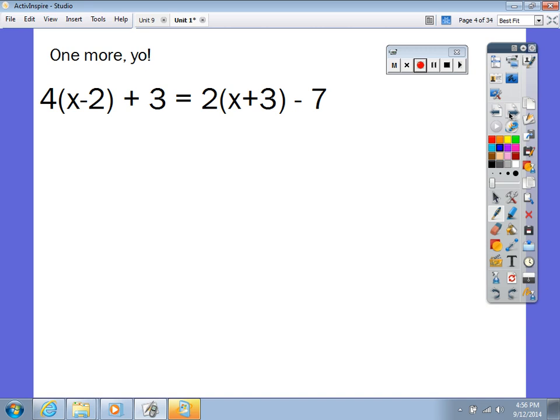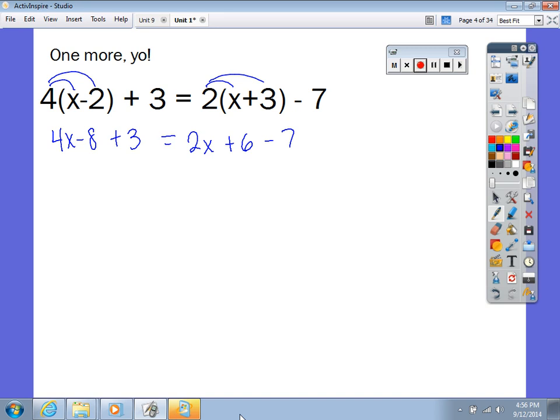For this example right here, we're going to do the same thing, but I'm actually going to work this problem twice. The first way I'm going to work it how we normally do in class, and then the second way I'm going to show you another way, especially that the EOC sometimes likes to work it as. And if we look right here, we would have 4x minus 8 plus 3 equals 2x plus 6 minus 7. All I did was distribute.